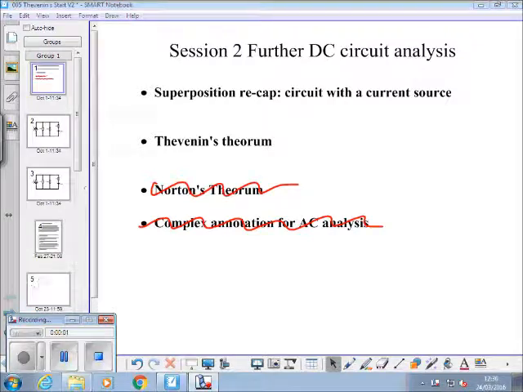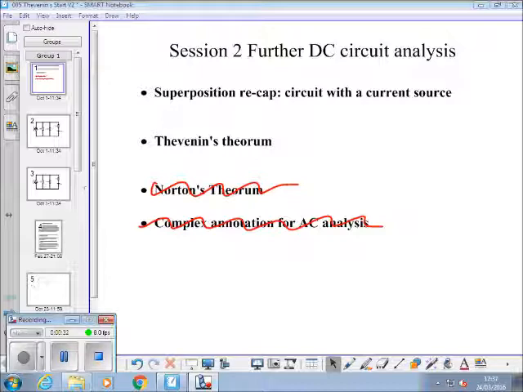Now, so ladies and gents, today we're going to carry on from where we finished off last week. We were looking at the theorem of superposition. So we're going to recap that by going through a circuit that's got a current source in it as well, because we talked about current sources last week but never really went through an example with a current source in it.